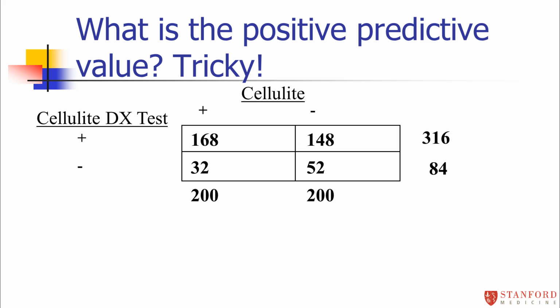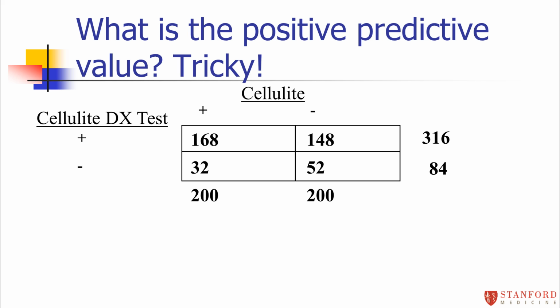This is a really good exercise, I think, because if I just give you the data in the 2x2 table, when I give this to students and I say calculate the positive predictive value, everybody's tempted to say, oh, well, there were 316 people who tested positive, 168 of them actually have cellulite, so that's the positive predictive value. That is in fact incorrect, okay? So why is that not correct?